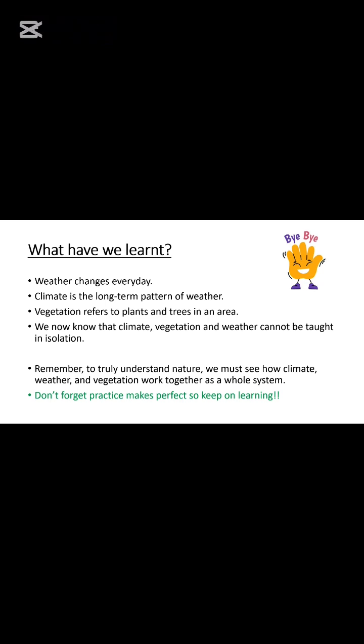Now, to close it off, we now know that climate, vegetation, and weather cannot be taught in isolation. However, to truly understand nature, we must see how climate, weather, and vegetation work together as a whole system.